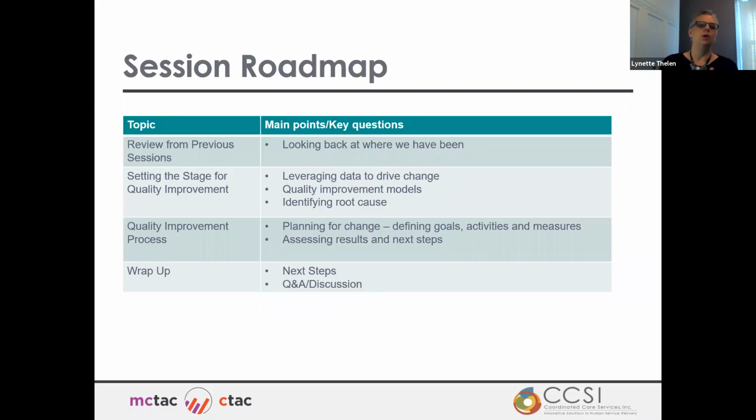So today we are going to take a look back at the previous sessions and just reground on where we've been before today. That really sets the stage for our topic today, which is quality improvement. So we'll look at some foundational ideas about quality improvement. We'll look at the quality improvement process in more detail. And as always, we will leave some time at the end for some questions.